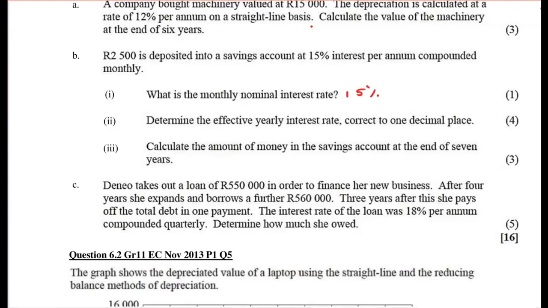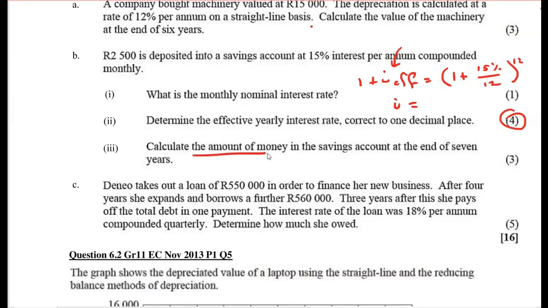Determine the effective yearly interest rate. Remember what I told you, effective interest rate is annual. What's the formula? 1 plus i effective equals bracket 1 plus i nominal. So we have 15% over 12, to the 12. And now you can see that this i is your only unknown. So you simply work out that bracket, minus 1, and then you've got i, times by 100. That's 4 marks. But either way, super easy, because we know what the formulas are.